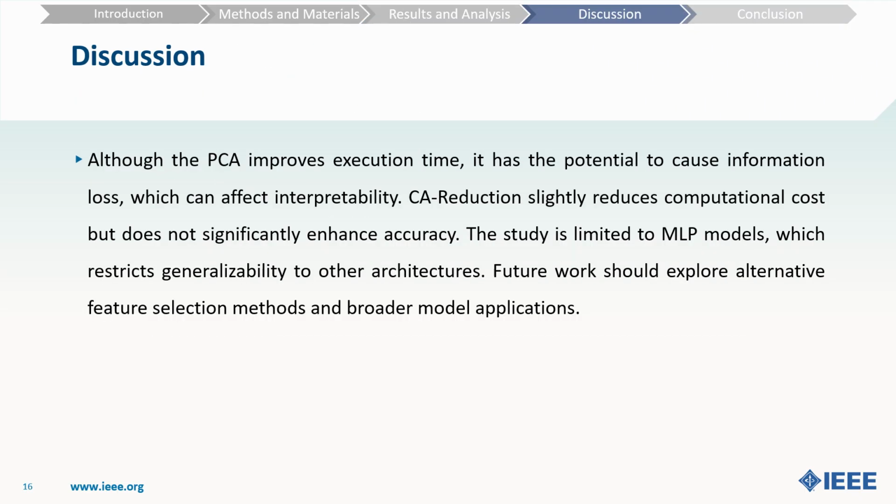Although the principal component analysis improves execution time, it has the potential to cause information loss, which can affect the interpretability. Correlation analysis reduction slightly reduces computational costs but does not significantly enhance accuracy. The study is limited to MLP models, which restricts generalizability to other architectures. Future work should explore alternative feature selection methods and broader model applications.